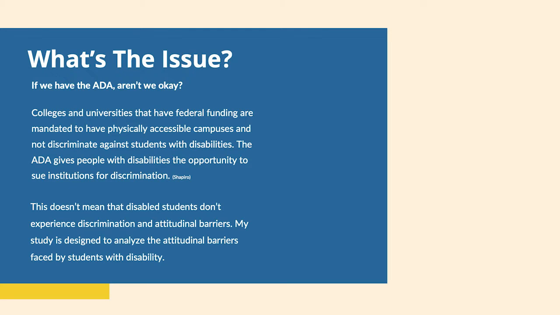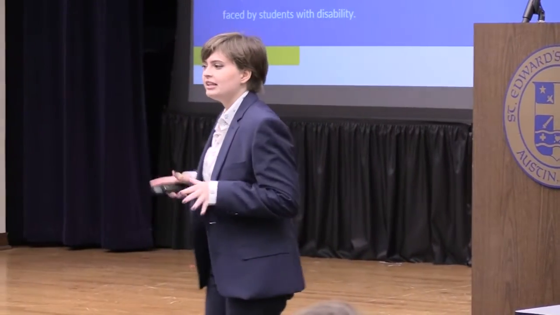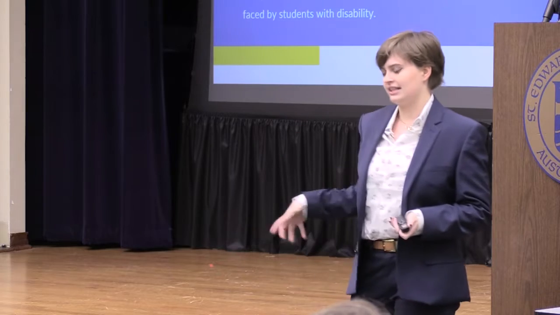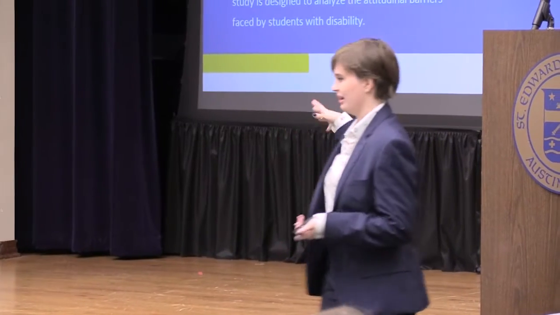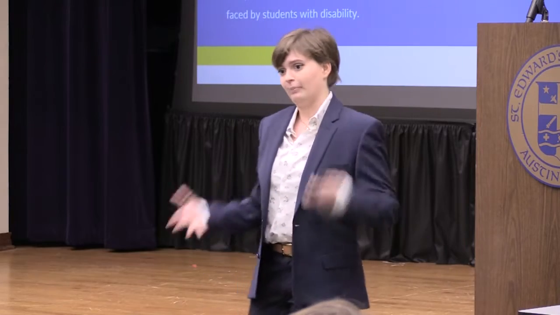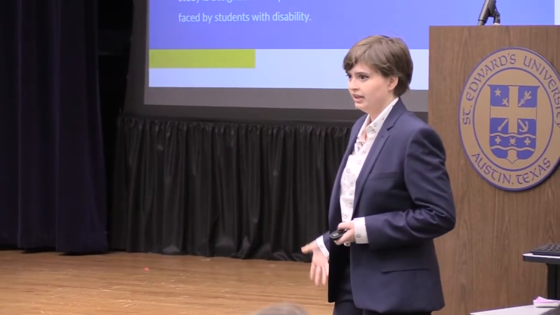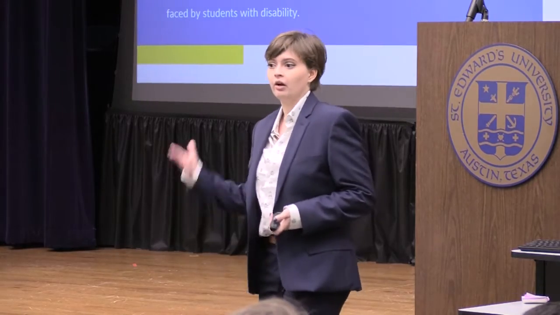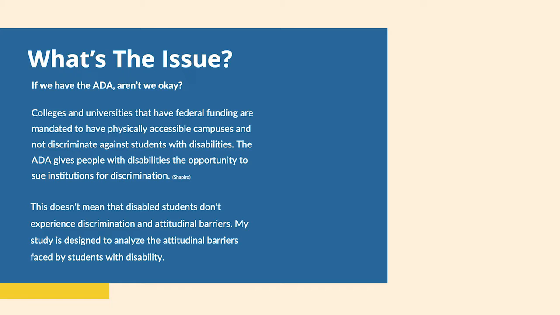If we have the ADA, why are we sitting here talking about this? Shouldn't that be enough? It's not. The way that the ADA functions is that if something is inaccessible or discriminatory, I can sue the school. It's not a criminal law. Police are not going to come out and arrest the person that did the inaccessible thing. They're just going to give me some money in reparation for that. That doesn't protect disabled students from discrimination, inaccessibility, or attitudinal barriers. To this day, people even on this campus are reporting discrimination, harassment, and attitudinal barriers. I want to look at why, which brings me to my study today.